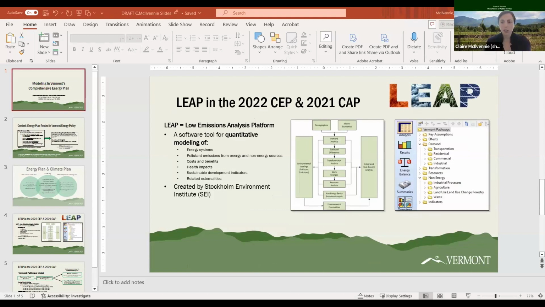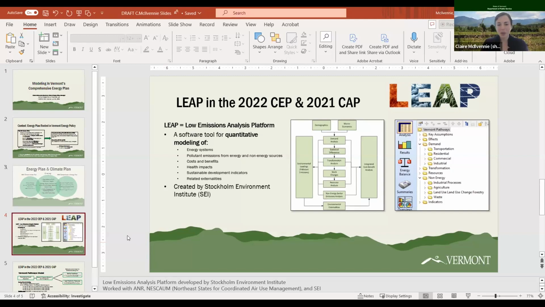So we partnered with the Agency of Natural Resources, who helped guide the development of the Climate Action Plan, and with the Climate Council, in addition to, I'm gonna read the name of the acronym, NESCOM, Northeast States for Coordinated Air Use Management, and the Stockholm Environment Institute to use the LEAP modeling tool as our main modeling source, which is the Low Emissions Analysis Platform, in part because it provides a very bottom-up look at both energy and non-energy sectors. So it allowed us to take the comprehensive look that we needed to in order to support both of those plans and coordinate across the agencies.